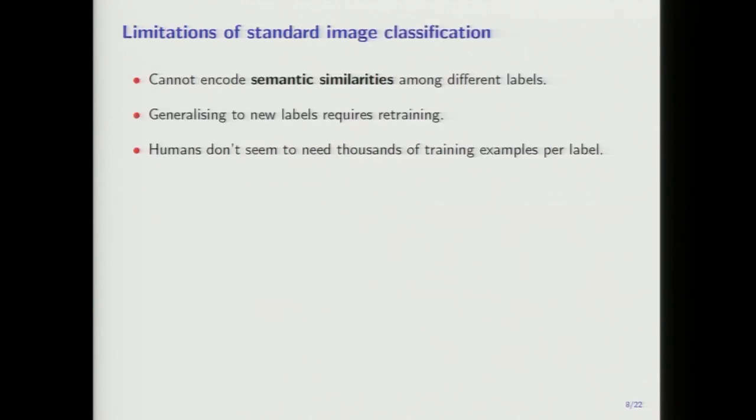Now the problem with standard image classification is that we really don't have semantic similarity among our different labels. This is something that Andrew also mentioned. And if we want to add a new class to our classifier, we would typically have to retrain with thousands of examples. And this really isn't how humans seem to do it. So the question really is, can we somehow incorporate meaning into the labels?